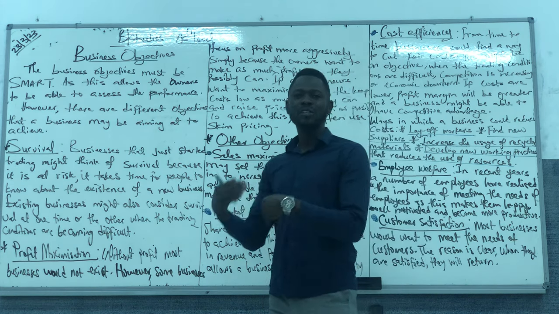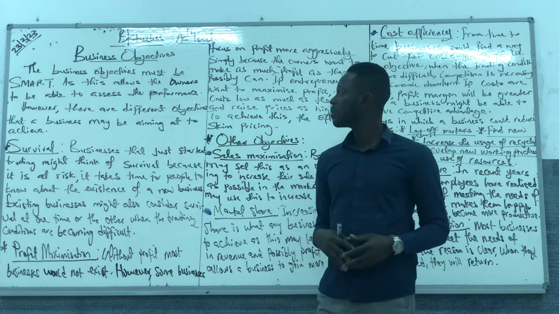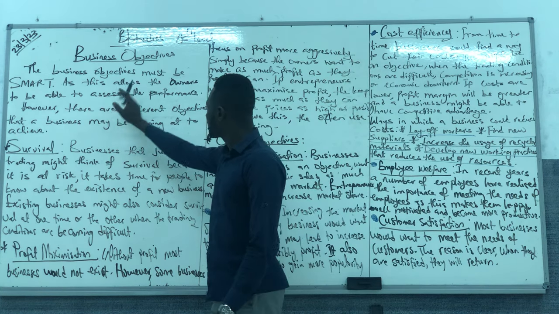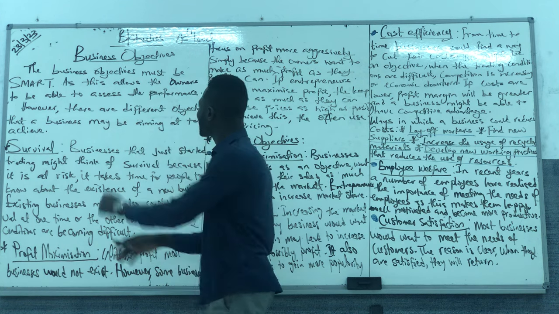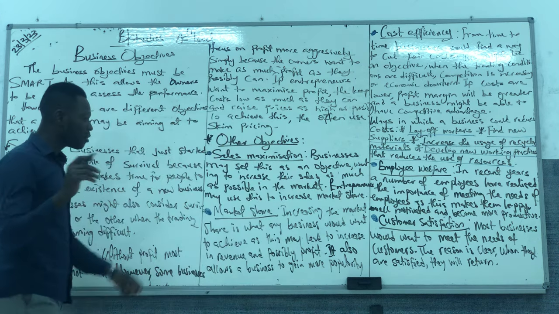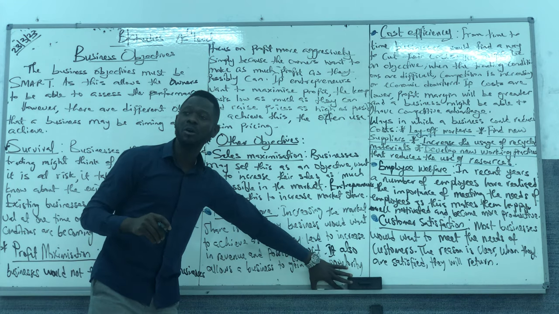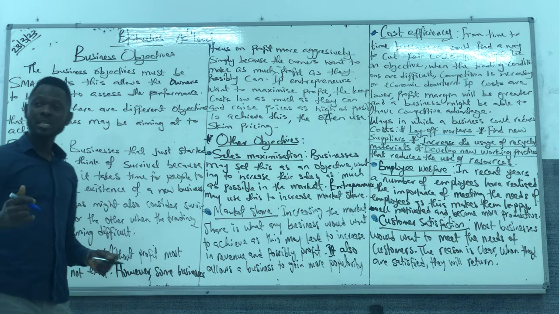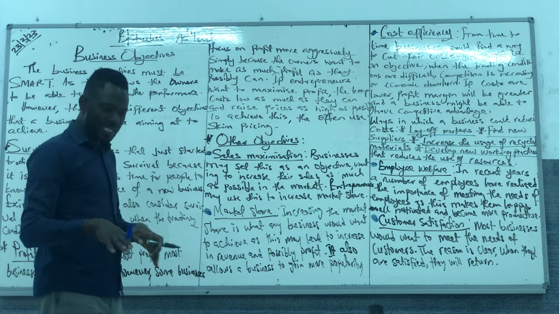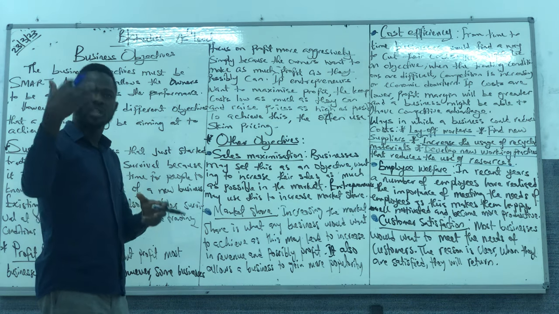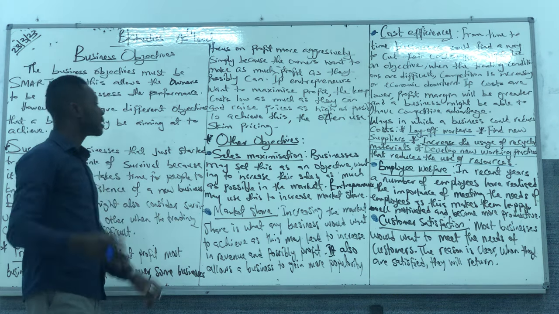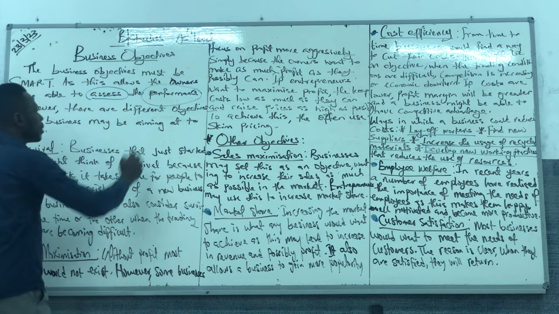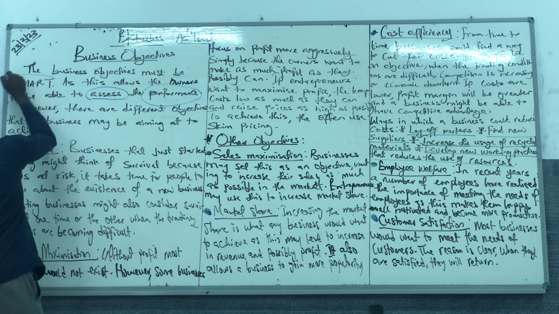So now, I want to go to different kinds of objectives a business might want to set up. But before we go into it, I wrote, the business objective must be smart, as this allows the owner to be able to assess the performance. So it is important for owners of the business to be able to assess the performance of their business. Why? Because when they are able to assess the performance, it means they will be able to know where the business is at and what needs to be done to reach such goal that has been set. So that's why we need to assess the performance. So to assess the performance, you need your objective to be smart.